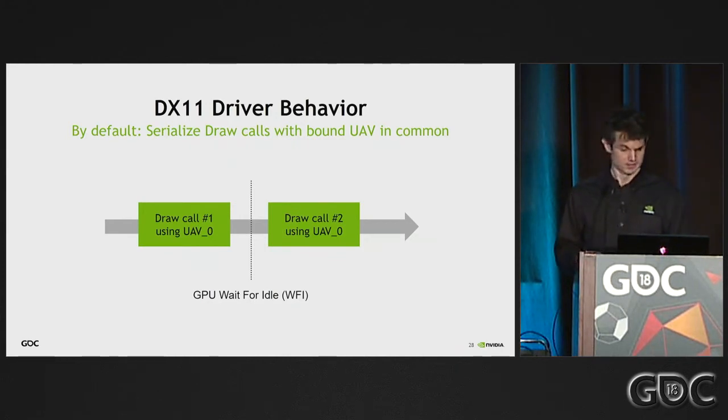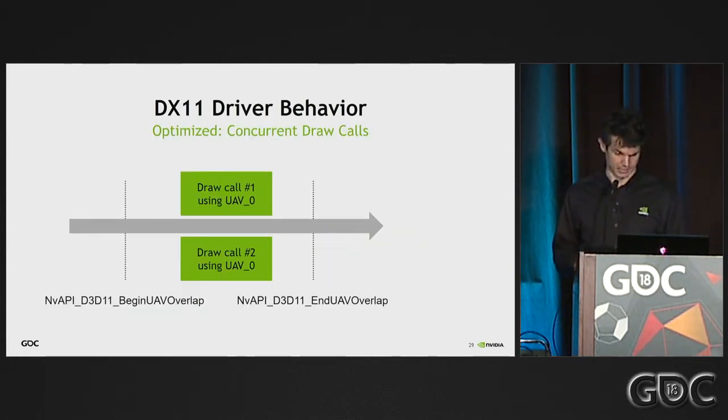But in fact, the UAVs are accessed using atomics. The order of the atomics doesn't change the output. So it's totally fine to make these guys overlap. And we can tell the driver it's fine to overlap the calls by just injecting NVAPI calls. NVAPI is our extension API to DirectX 11 and 12.